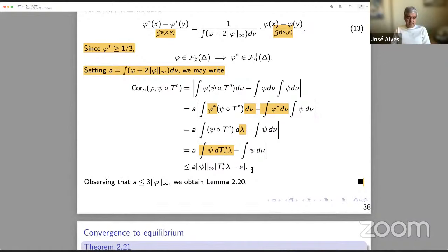So there's still this annoying A here, but A is easily seen to be bounded by three times the infinity norm of phi. And so we obtain the lemma.